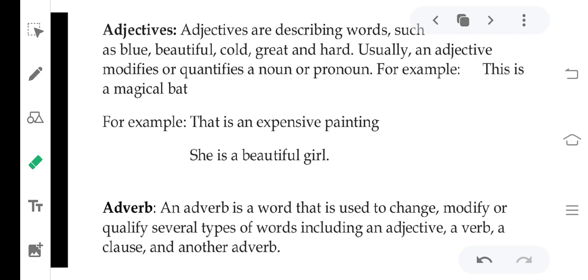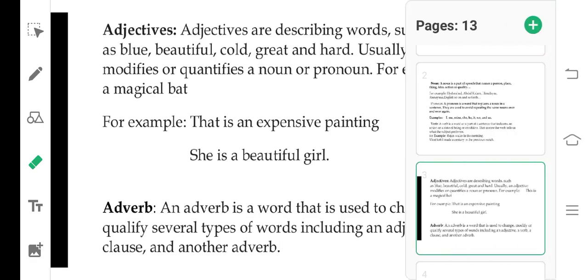An adjective qualifies or modifies the noun or pronoun, but an adverb can modify a verb, adjective, another adverb or phrases or other clauses also, according to the situation, according to the context. Okay, so let's move on to the next slide.